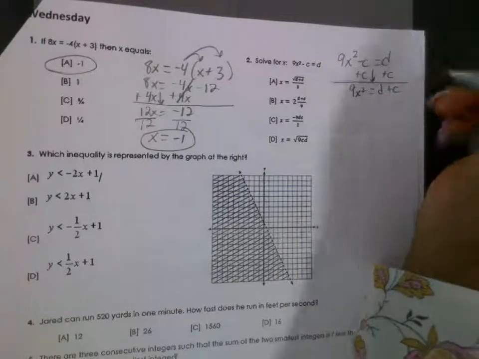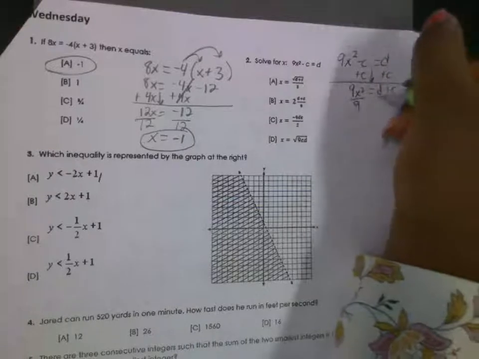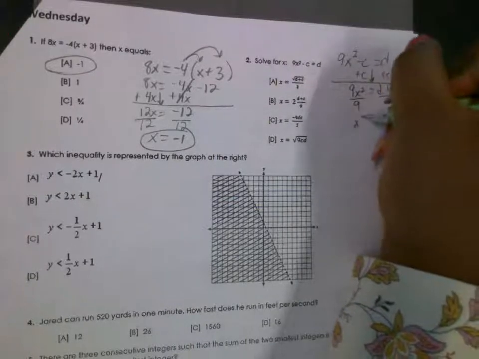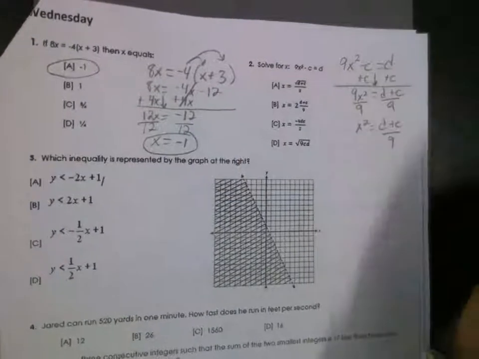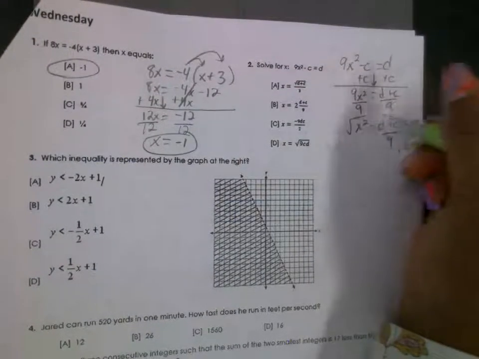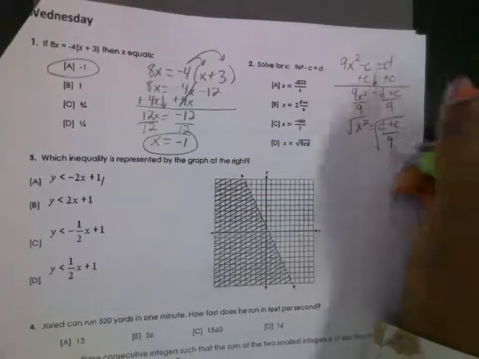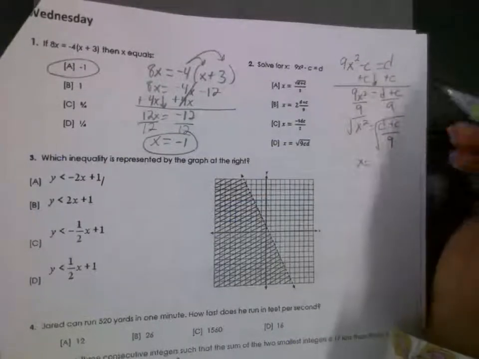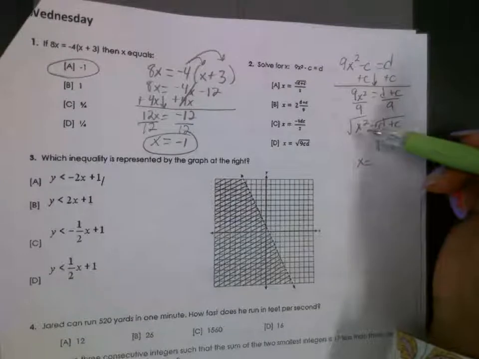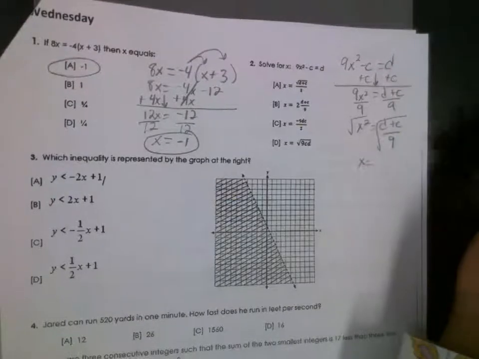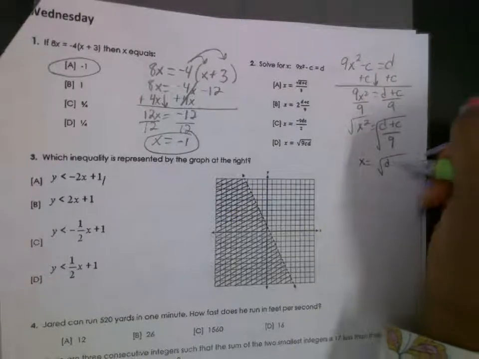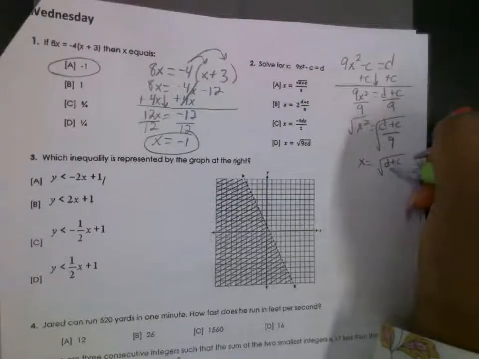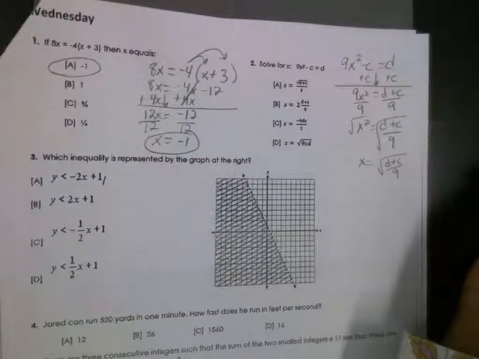Now I'm going to divide by 9. So I'm going to divide both sides by 9. This gives me x squared is equal to d plus c divided by 9. The opposite of squaring a number is finding the square root. So this is going to give me x is equal to, because the square root of x squared is just x. And then here I have under the square root, d plus c divided by 9. Okay? And this is my answer here.